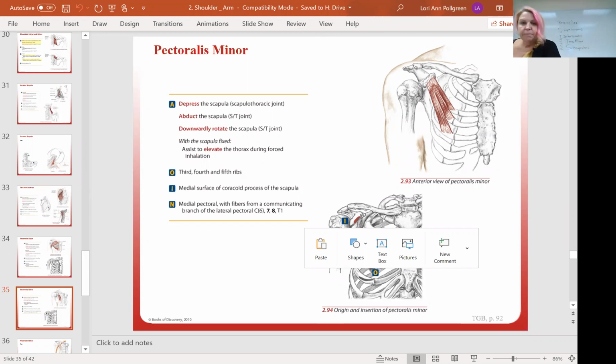I want you to highlight both its origin and its insertion. Third, fourth, and fifth ribs are the origin, and it inserts on the medial surface of the coracoid process of the scapula. No attachment on the clavicle. A lot of people think it comes up to the clavicle. There is no attachment on the clavicle. We have three muscles that actually attach on that coracoid process: the pect minor that we're learning about, the short head of the biceps brachii, and the coracobrachialis.